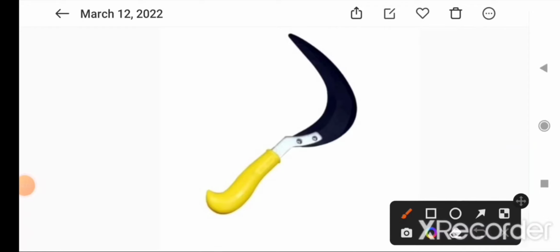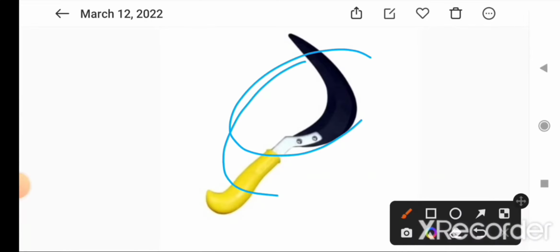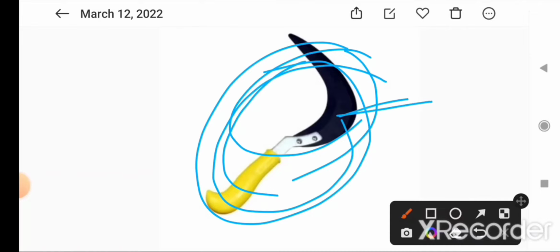This is called the sickle. This is also one type of tool used in the harvesting of crops. It is used to cut out unwanted plants in the agriculture field, as well as to cut the crops. By using this they can remove the unwanted plants and also harvest the crops. This is called the sickle.